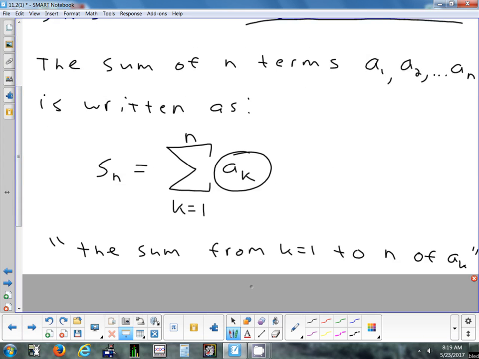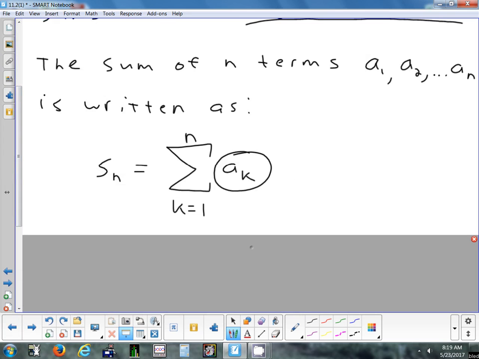And then they have to tell you where you're going to start. What term do you want to start at? In this case, we're saying, I want you to add up numbers, and I want you to start with the first term. So this bottom one tells you where to start. And the top says, where do you want to end? Do you want to add up the first 7 terms? Then put a 7 at the top. Do you want to add up the first 50? Put a 50.